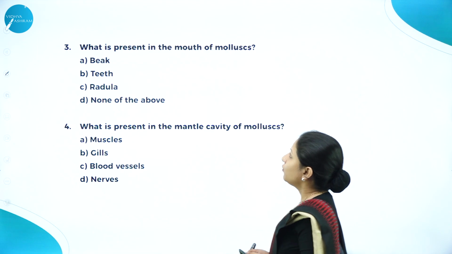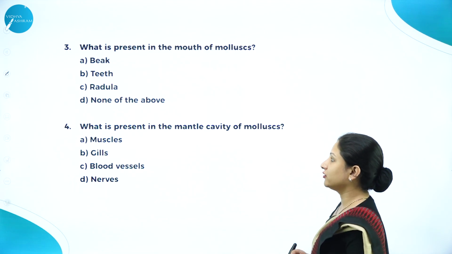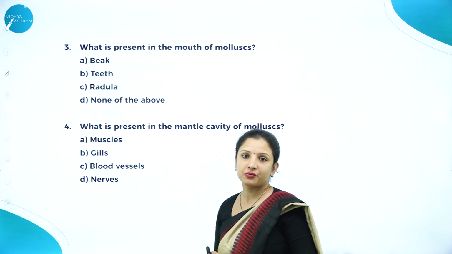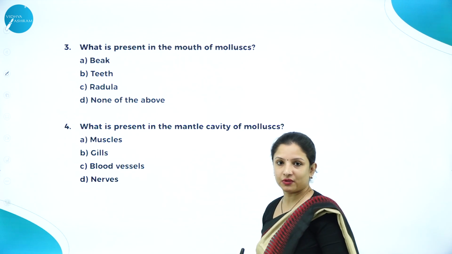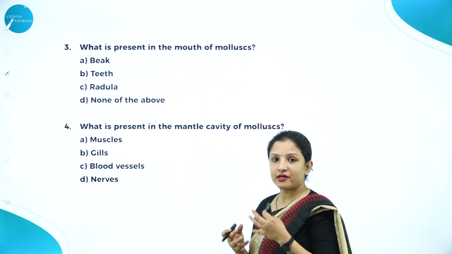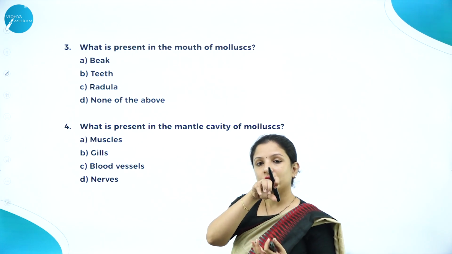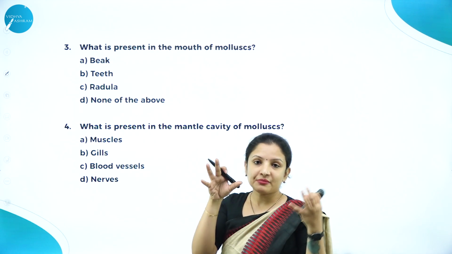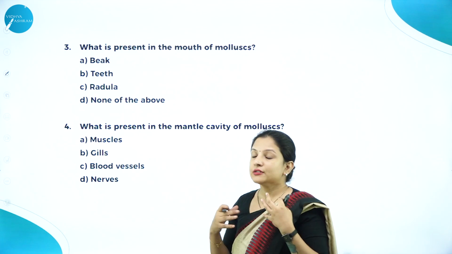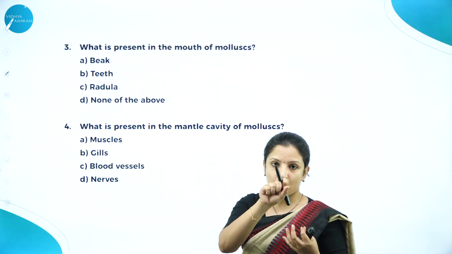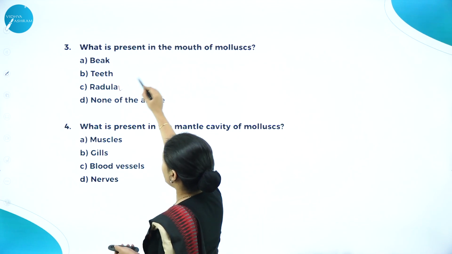Next question. What is present in the mouth of mollusks? Is it beak, teeth, radula, none of the above? Beak, usually the class aves will have beak in them. Teeth, usually mammalians will have teeth in them. Radula is nothing but a clasping organ. Especially in the octopus or any of the mollusks, they will not have arms and legs to stuff in food, especially the oysters. So what they have is some clasping organ called radula that helps them to catch the prey. So it is radula.